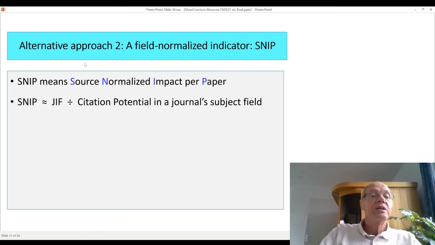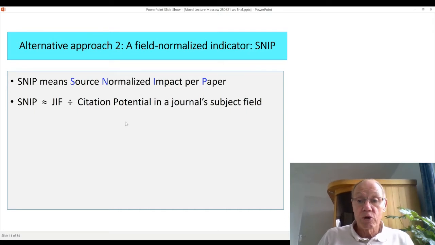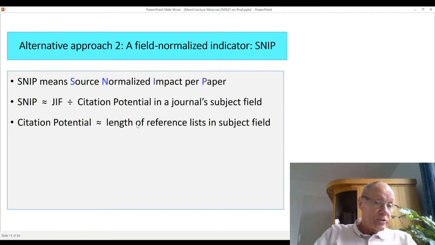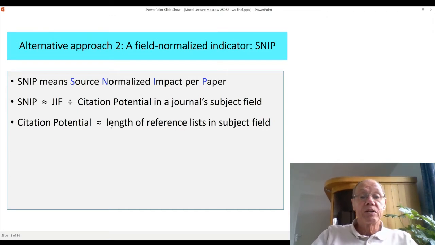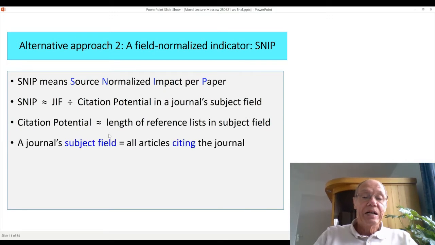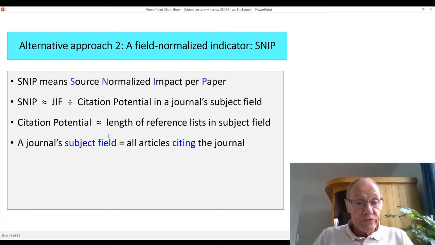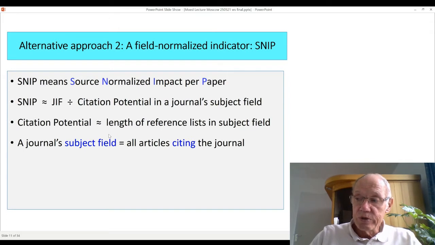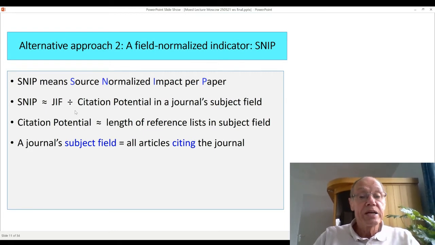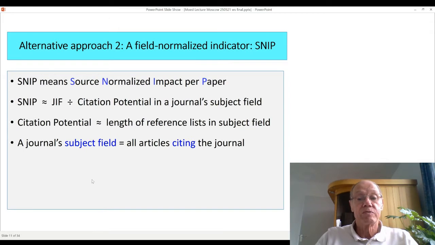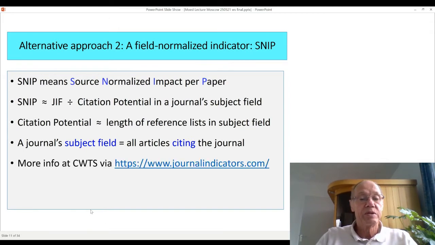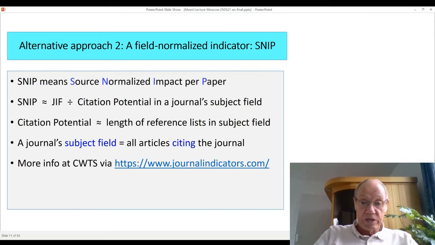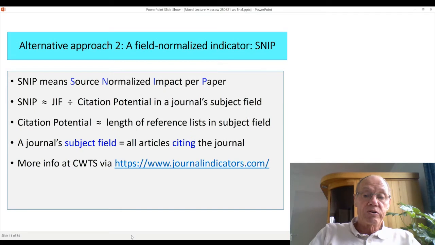It's essentially a ratio of the journal impact factor and the citation potential in a journal subject field. And the citation potential, again, is determined by the length of the reference lists in a field. And what is very important, a journal subject field is defined as the set of all articles citing a particular journal. So we do not have an a priori list of journals per category, but we have a tailor-made definition of a subject field for each journal, including, by the way, a multidisciplinary journal. More info can be found on the website indicated on this line.